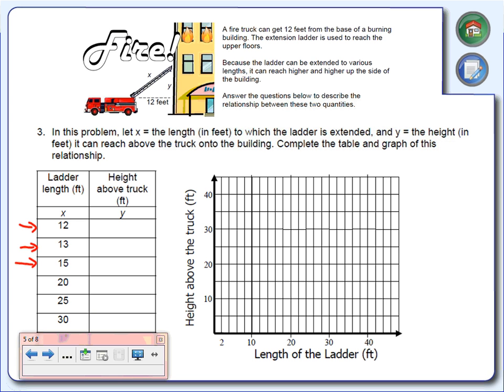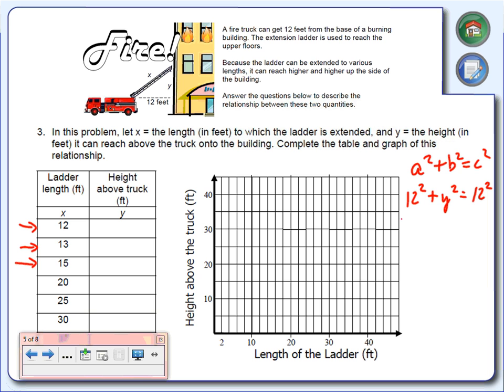If we were to extend the ladder 12 feet, how high above the truck are we going to end up with? Well, it's the same work that we did on number 1 and number 2. We're still using a squared plus b squared equals c squared. A is still the distance from the truck to the building, which is 12 feet. We're still looking for the height, which we said we're using y. C is the hypotenuse, or in our case, the length of the ladder, and the first one we're looking at here is 12. So I end up with the equation 12 squared plus y squared equals 12 squared. So let's see what we get.